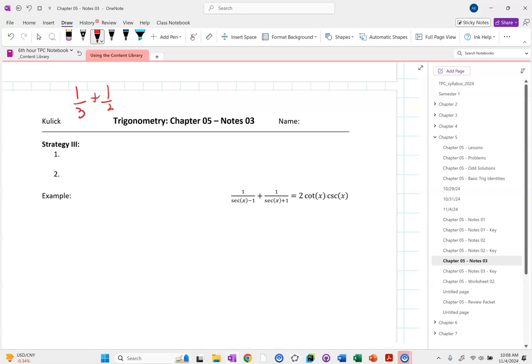Guess what we're going to do here? The common denominator is going to be secant x minus 1 times secant x plus 1, just multiplying the 2 denominators together. Does that feel okay?